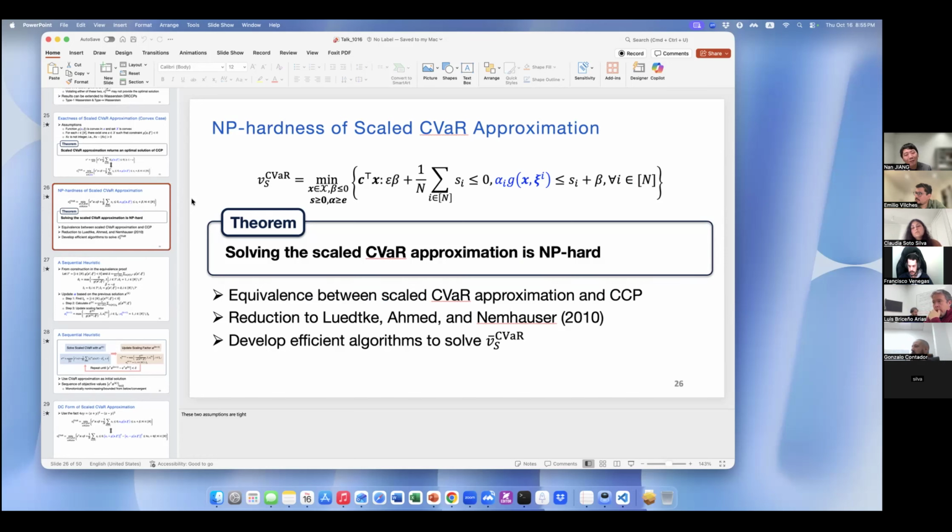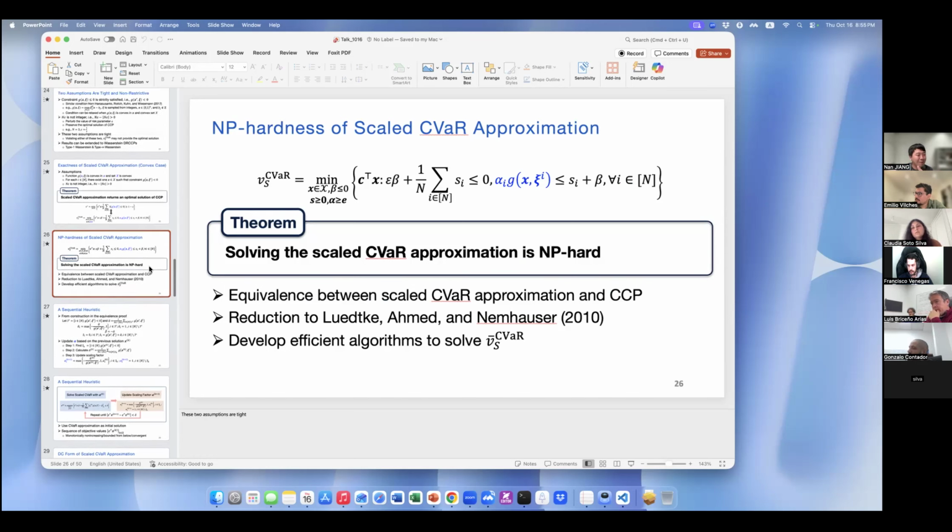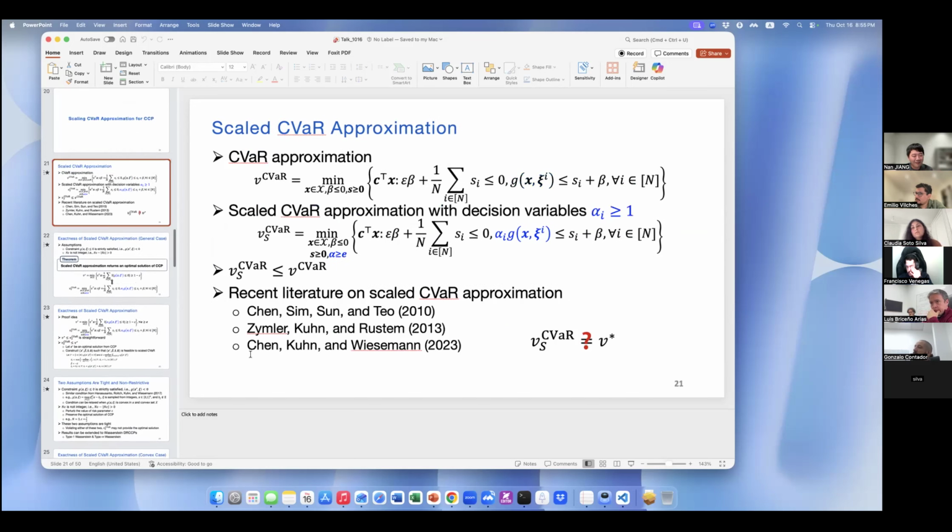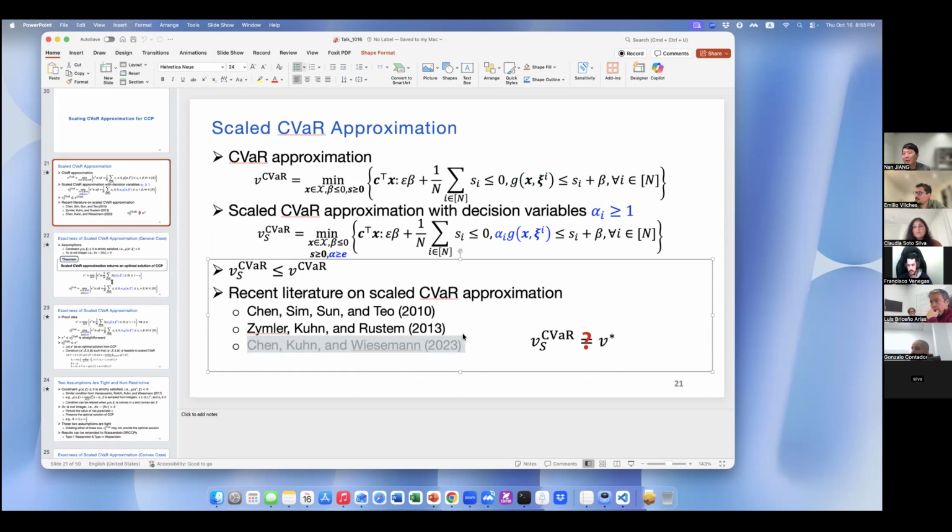Yes, there are other approximations, like the Bernstein approximation. The reason we focus on CVaR is that there is a paper comparing other approximations, and they say those approximations are not comparable. That's why we only picked the CVaR approximation as a starting point. There is also another paper saying the scaled CVaR approximation is already better than the Bernstein approximation. That's the main reason we jumped into the CVaR approximation directly, since the literature already says something.